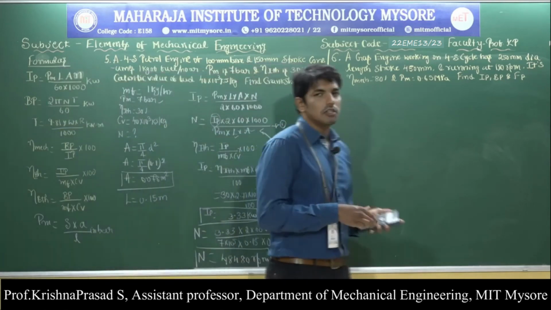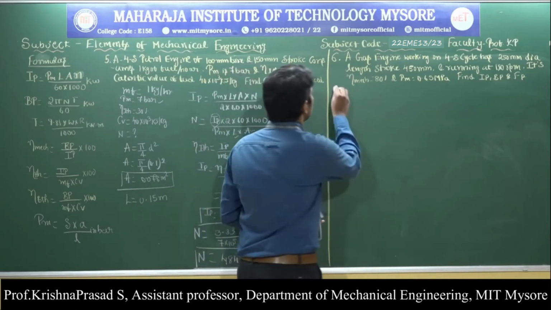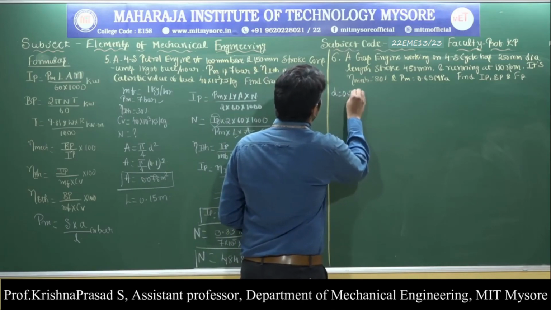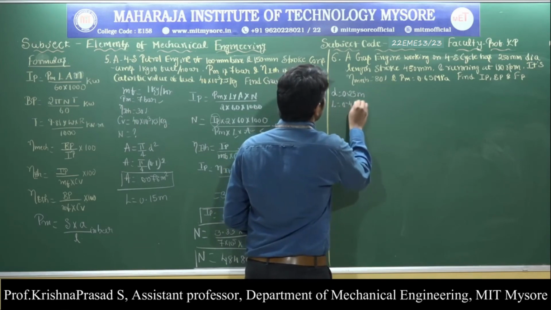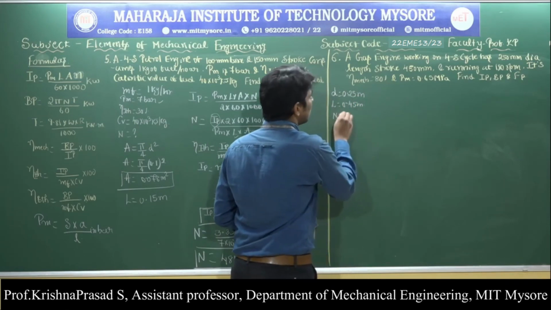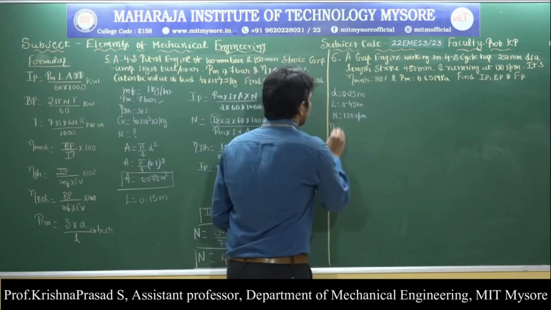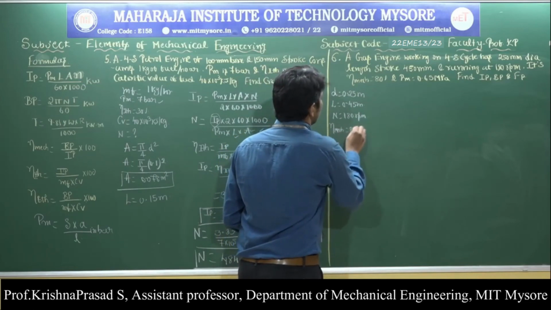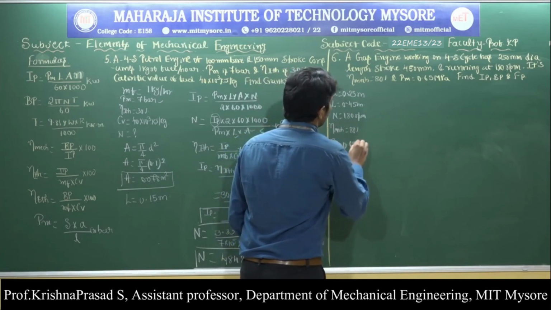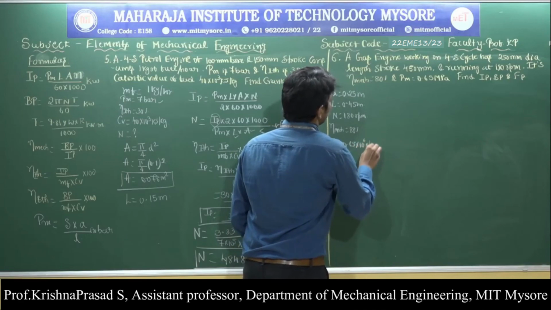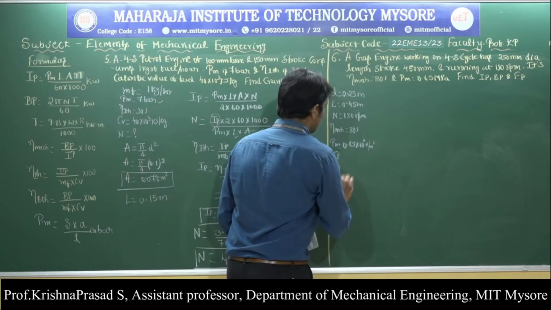So the next problem is: a gas engine working on a 4-stroke cycle has 250 millimeter diameter, that is 0.25 meter, and the length is 0.45 meters, and is running at 180 RPM. And here the mechanical efficiency they have given is 80%, and PM is 0.65 into 10 to the power of 6 Newton per meter square. Find IP, BP and FP.